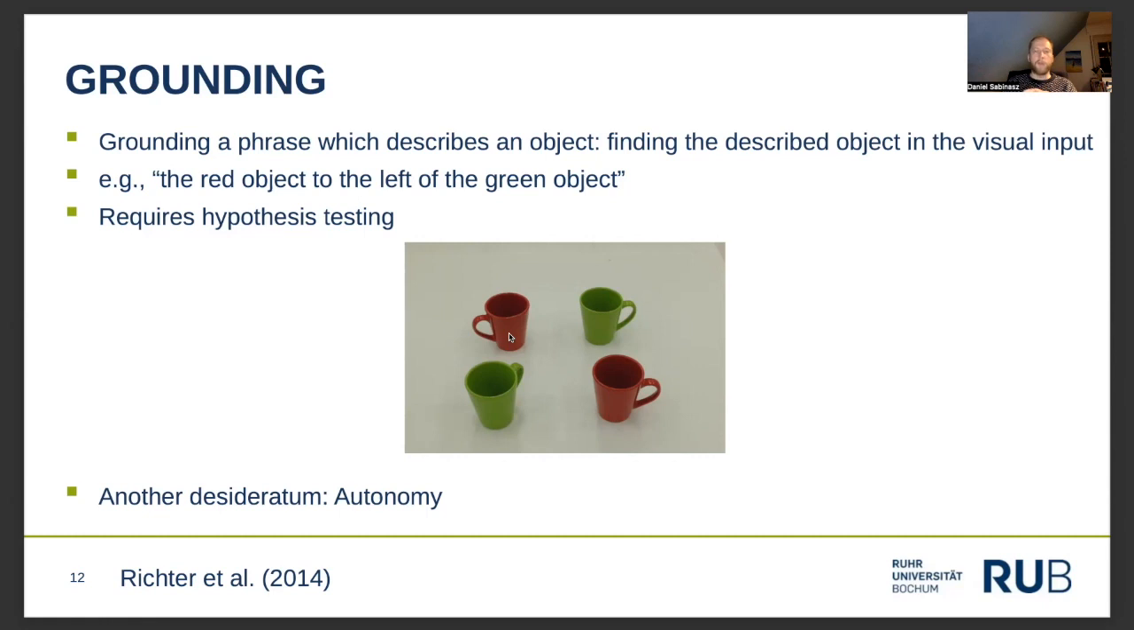In that model, the phrase is simply specified just once in the beginning. It's encoded as an activation pattern over self-sustained nodes, which then encode the phrase, the red object to the left of the green object, for example. And subsequently, the model just completely autonomously finds the described object, and it completely autonomously performs the required hypothesis testing.